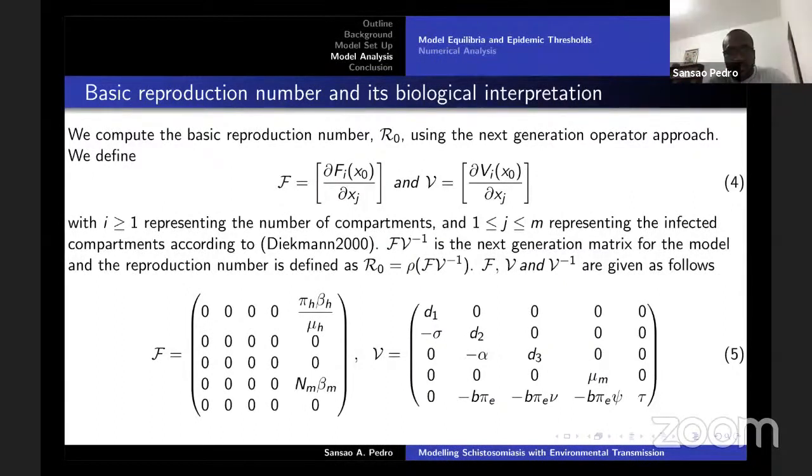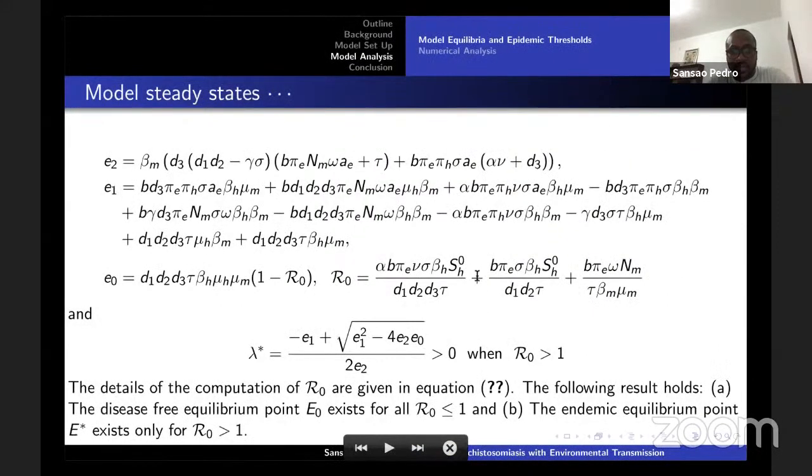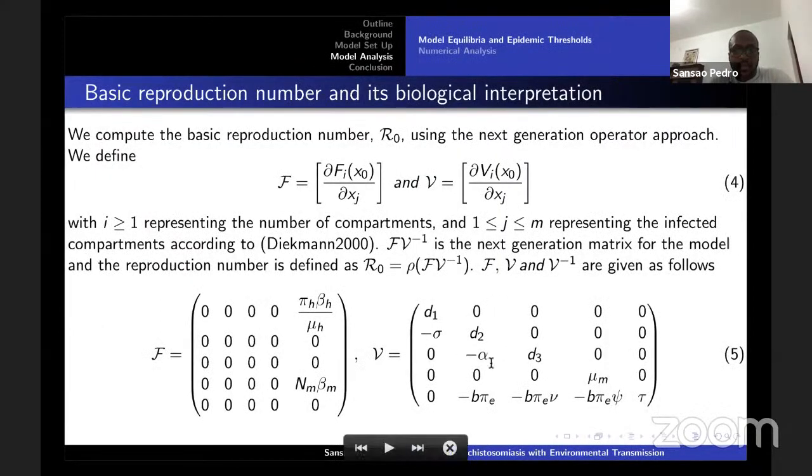Certainly, it won't be exactly the same as this one, because since this is a multi-host system, at the end it will be a geometric mean of the new infections during the generation of the infectious period of each individual. And how is this computed? We have to look at compartments that are infective. So we can denote these compartments as X.